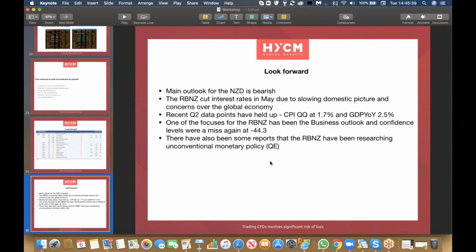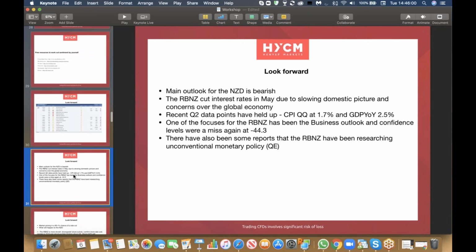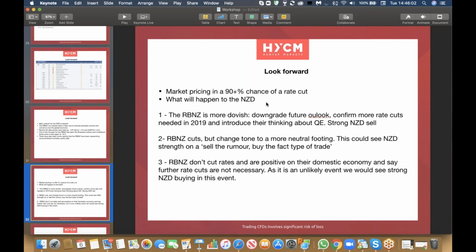There have also been some reports that the RBNZ has been researching how to use unconventional monetary policy, in other words, quantitative easing. So these factors have been weighing quite heavily on the New Zealand dollar. Going into the rate meeting, the expectation is that there's going to be a rate cut, about a 90% chance. So what will happen to the New Zealand dollar?